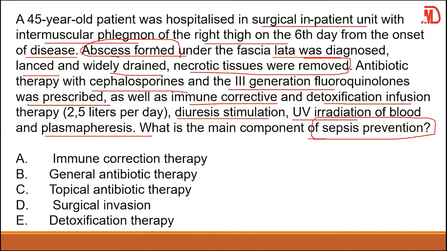Surgical intervention comes to your mind. Of course, the antibiotics are all needed for prevention of all of these things. But the main component of the prevention of the sepsis in this patient who was hospitalized was the drainage of the abscess and the removal of the necrotic tissue. And this is a surgical procedure. So that is the main component of the sepsis prevention.